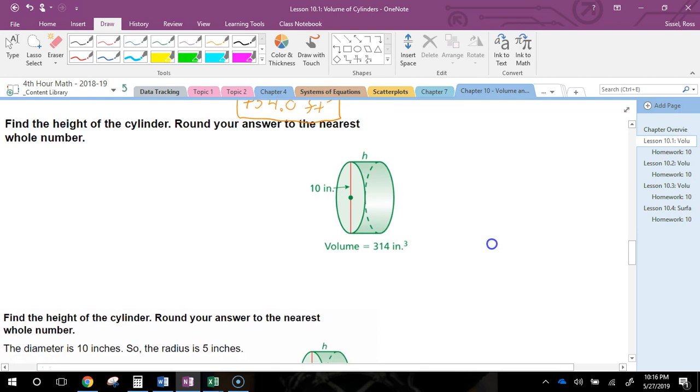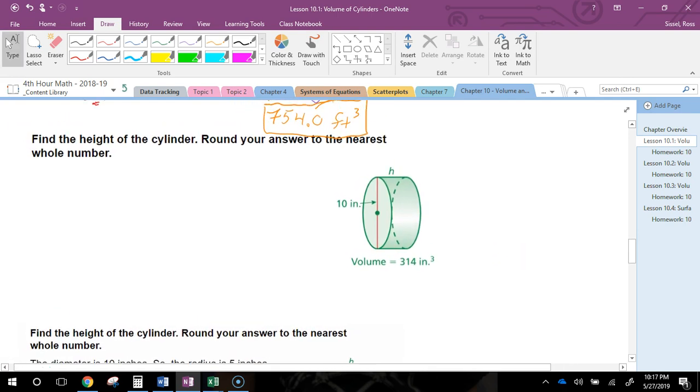Okay, the only thing different on this one, our work is still there. It's right underneath, so you could scroll and see that. The only thing different is they didn't tell us our radius here. They told us the diameter. So I'm still going to set this up the same. Volume equals base times height. And our base equals pi times radius squared.